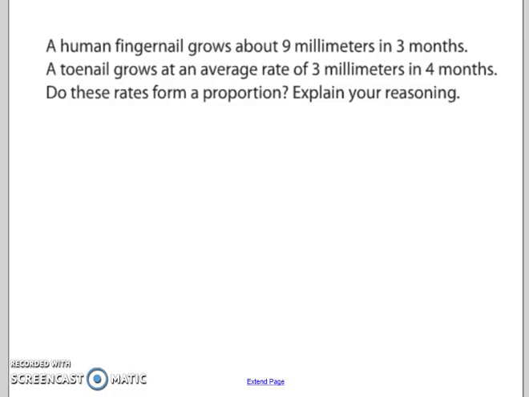All right, so go ahead and read this scenario and see if you can solve this problem using rates and proportions. Okay, so if we have 9 millimeters of growth in 3 months, and what are these that I'm putting here? These are labels. If you didn't label your rates, you need to be labeling your rates. Otherwise, people end up making big, big mistakes.